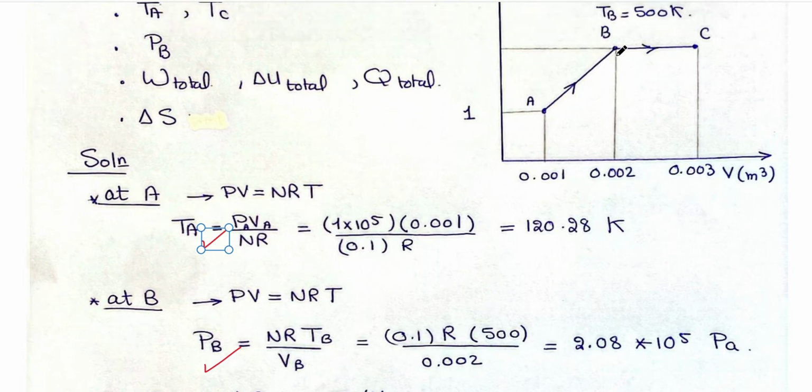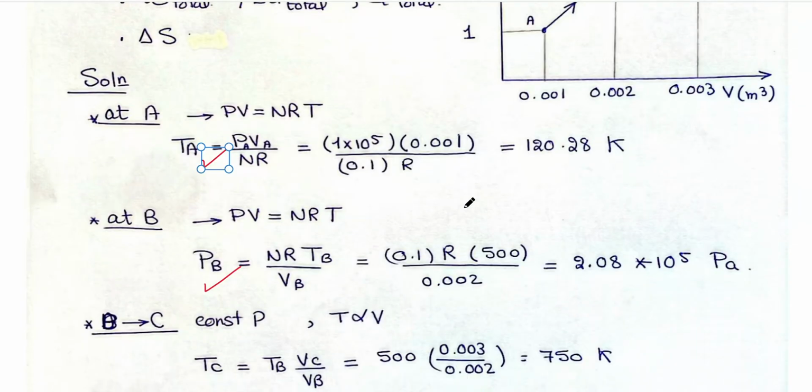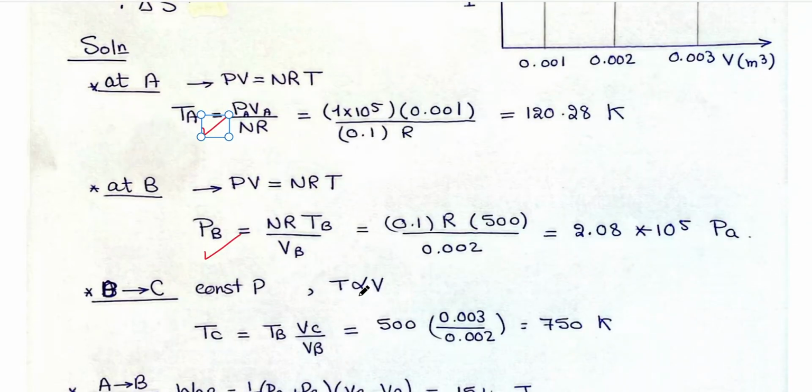From B to C, it is the same pressure and the volume is increasing with the same percent as the temperature because in constant pressure, the temperature is directly proportional to V. So Tc equals Tb Vc over Vb. You can calculate the temperature at C.